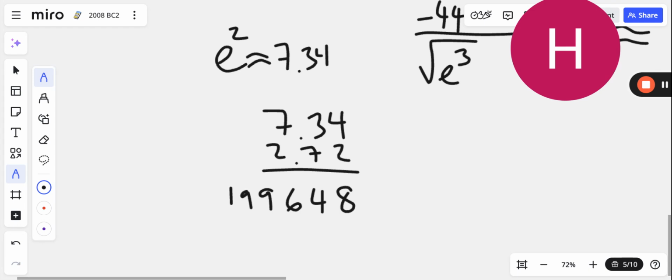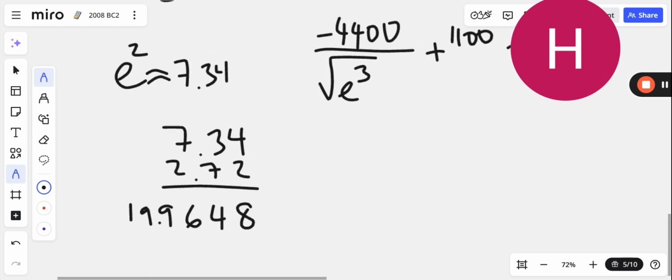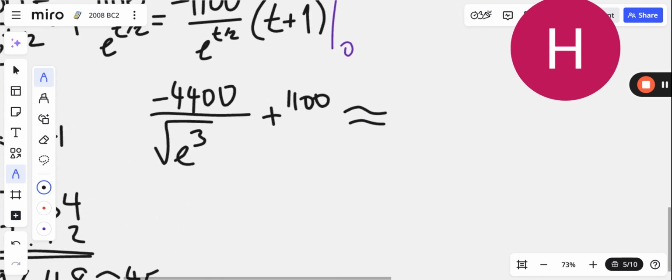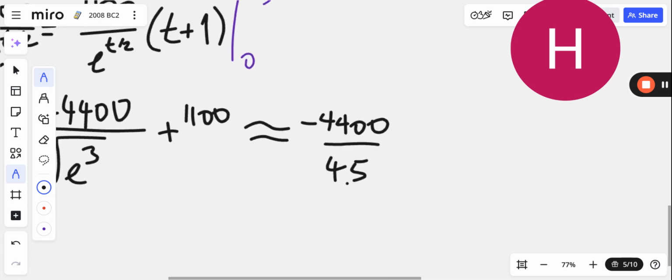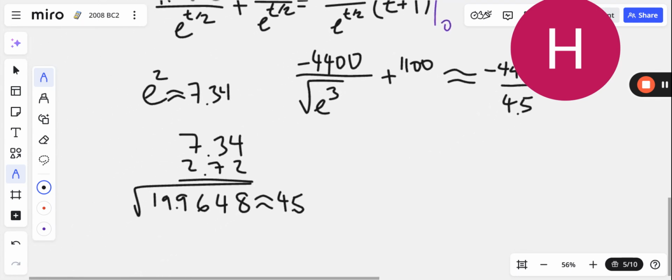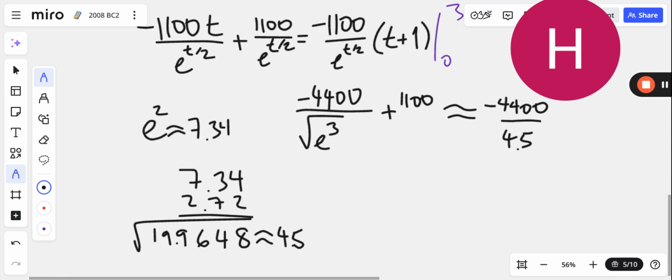So, I don't know, like 19.96. Oh, and then we got to take the square root of that. That's fun. So this is like approximately 4.5. So this is really just like negative 4400 over 4.5, which is, is that right? Yeah, seems about right.